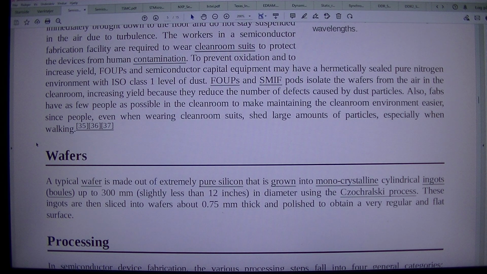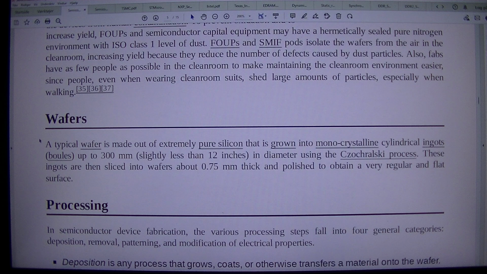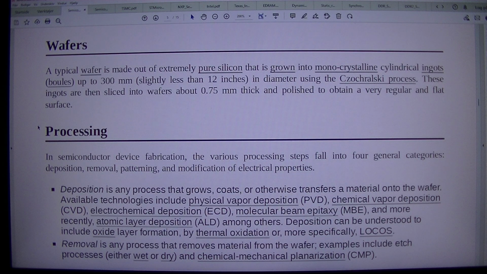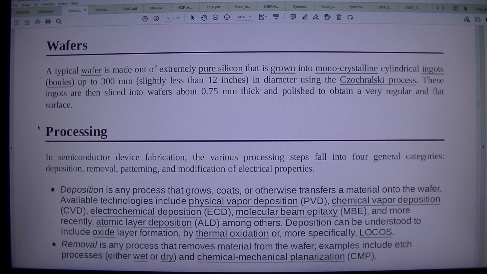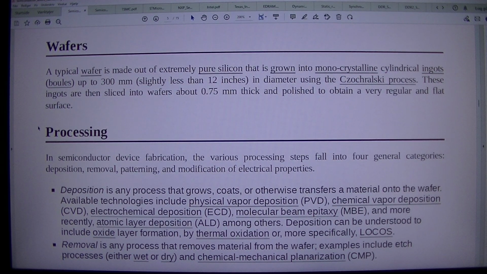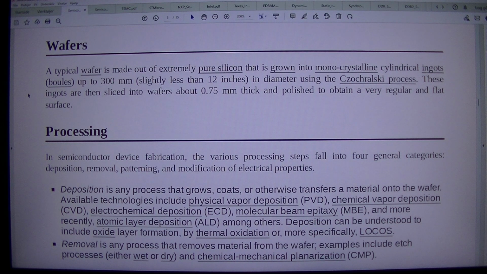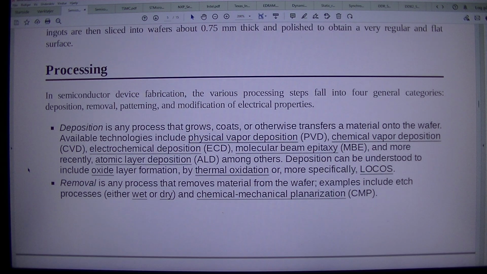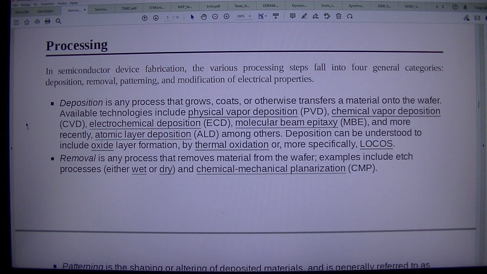Wafers. A typical wafer is made out of extremely pure silicon that is grown into monocrystalline cylindrical ingots, up to 300 millimeters, slightly less than 12 inches, in diameter using the Czochralski process. These ingots are then sliced into wafers about 0.75 millimeters thick and polished to obtain a very regular and flat surface. Processing. In semiconductor device fabrication, the various processing steps fall into 4 general categories: deposition, removal, patterning, and modification of electrical properties.